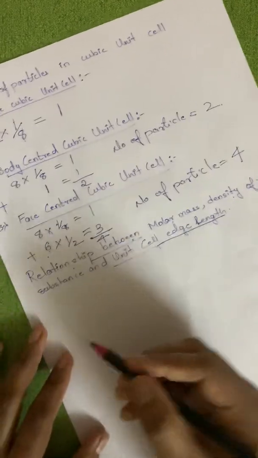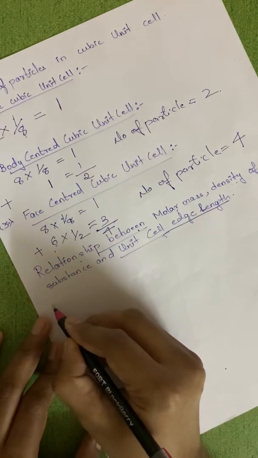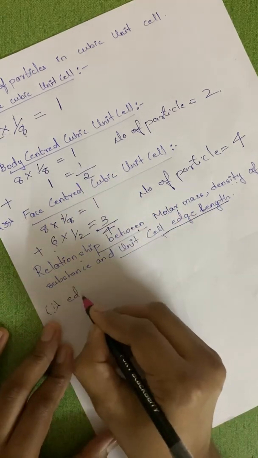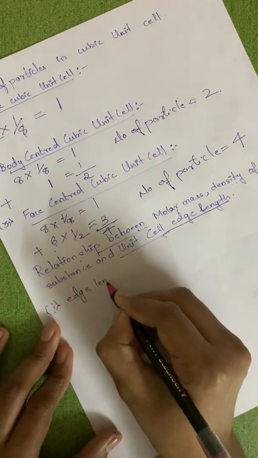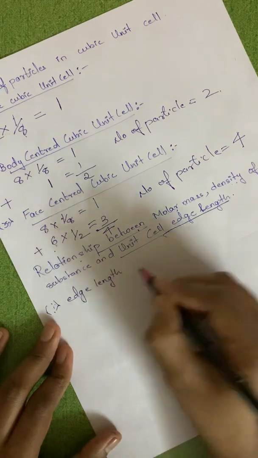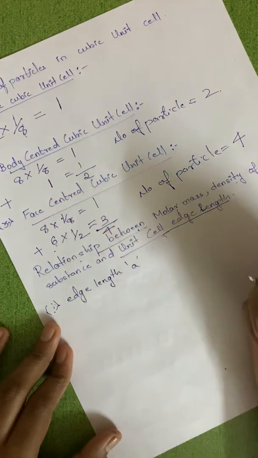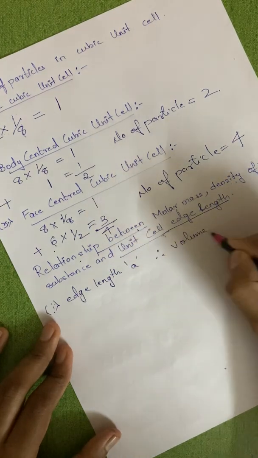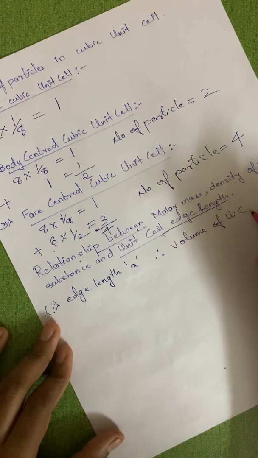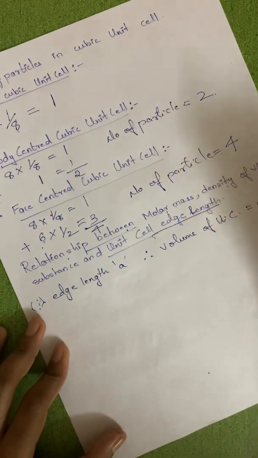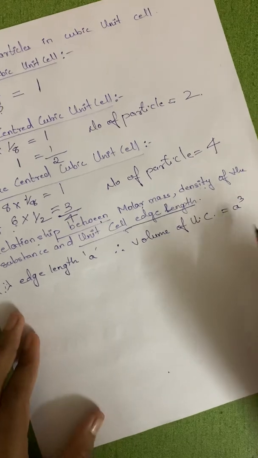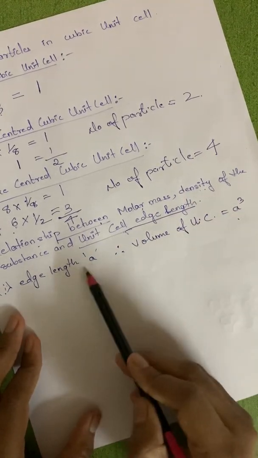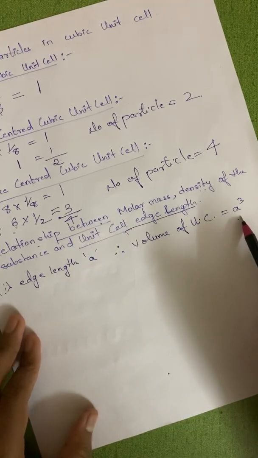So let's start. The first point to understand is the edge length, let that be a. Therefore the volume of the unit cell will be equal to a cube. Volume of a cube is length into length into length. The length of each one is referred to as a. That's the reason we wrote it as a cube.